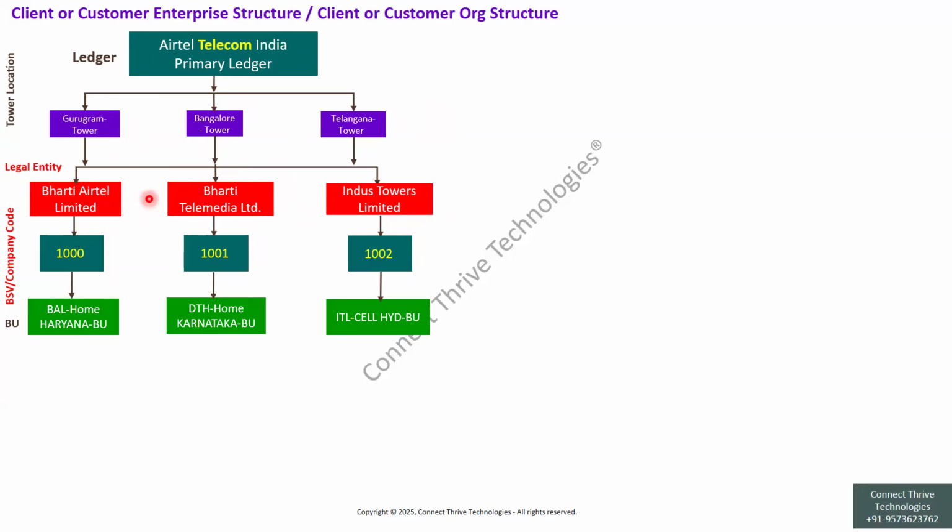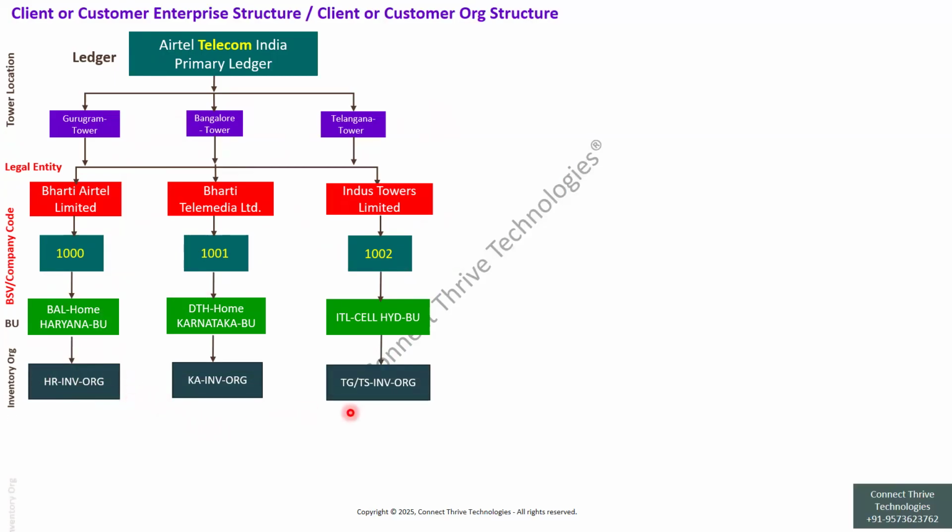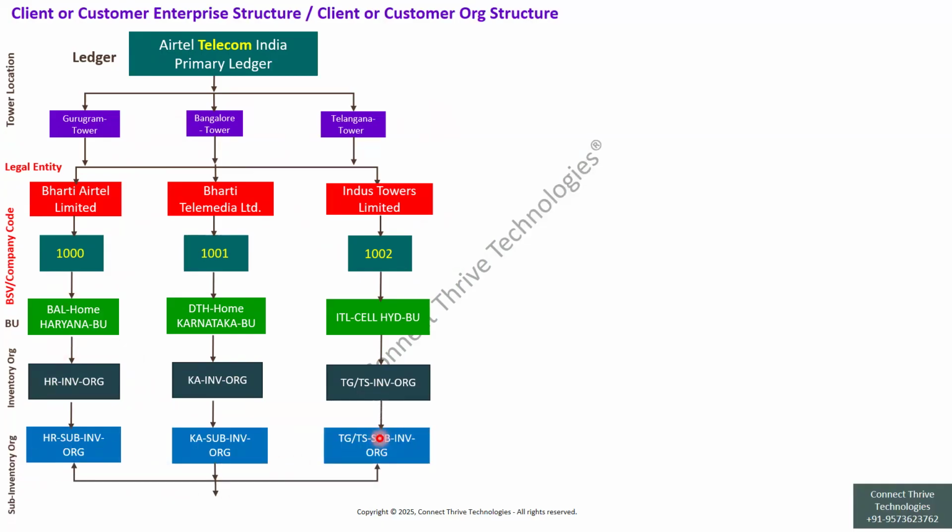No, guys. These three legal entities are permanent, fixed. Under those three legal entities, however many locations and states they are operating in, that many company codes will come, that many BUs we will create, and associated inventory racks. Haryana inventory rack, Karnataka inventory rack, Telangana inventory rack. Under that inventory rack, we will create the associated sub inventory racks: Haryana sub inventory rack, Karnataka sub inventory rack, Telangana sub inventory rack, and then associated locators depending on the requirement. Okay, so again, I'm repeating.